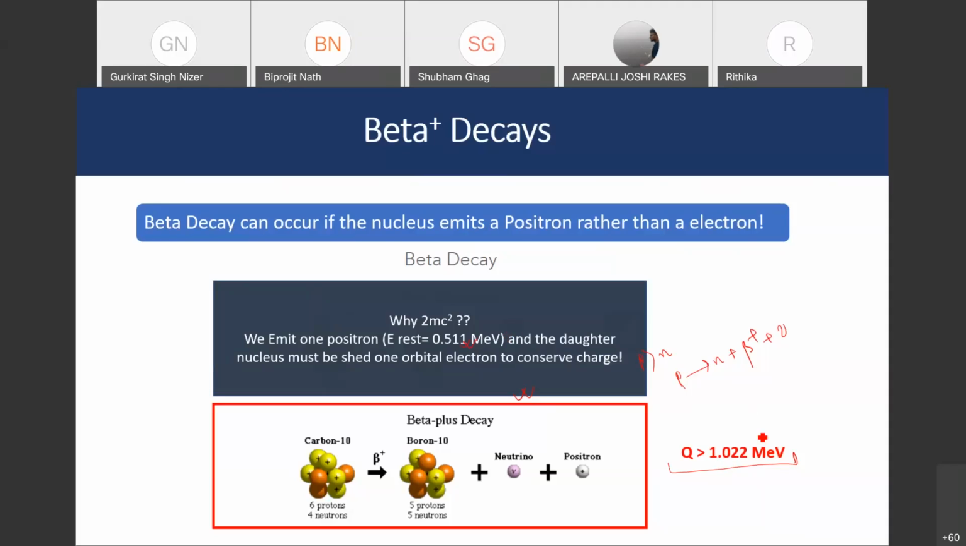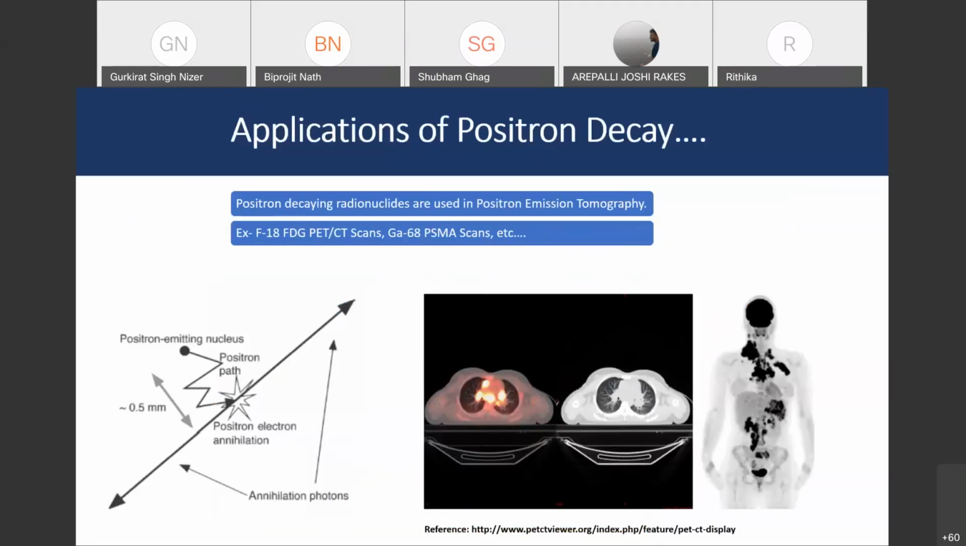Why do we need this amount of energy? Because we need to conserve charge. When you emit one positron, the daughter nucleus emits an electron, and that cumulatively equals 1.022 MeV. The rest mass energy of the electron is 511 keV, and the rest mass energy of the positron is 511 keV, which sums up to 1.022 MeV. That's why this amount of energy is required for positron decay to happen, to conserve charge.